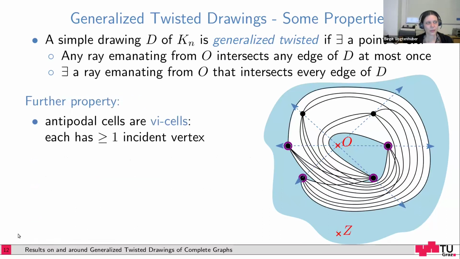One more property that I've marked here already in this drawing is that these antipodal cells that we find here are actually not only arbitrary cells, but they are cells that contain at least one vertex on their boundary.